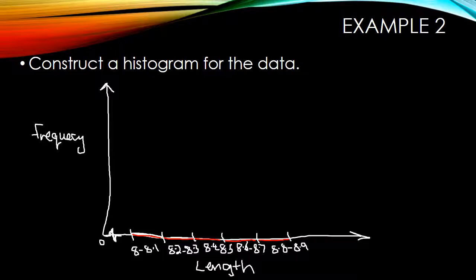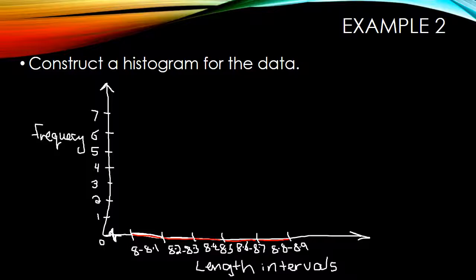Now for the frequency, the highest frequency that I have here is 7. So I'm going to go from 0 to 1. And I don't need a break here because I'm starting with 0, 2, 3, 4, 5, 6, and 7. So again, the length intervals are on the x-axis and the frequencies are on the y-axis.